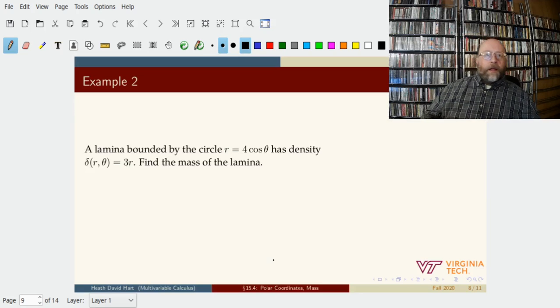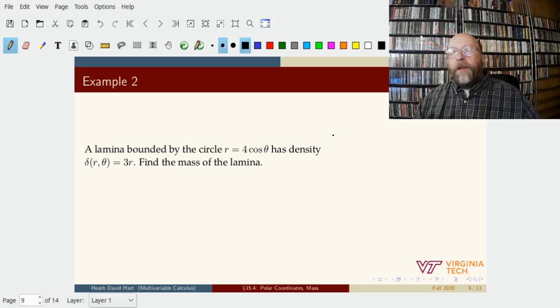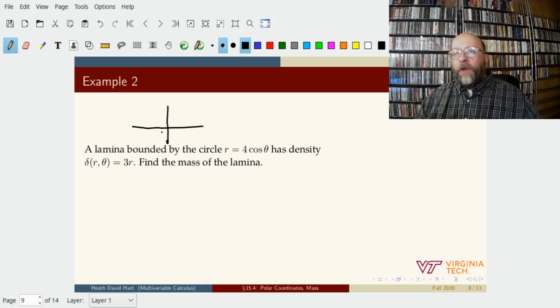Let's try this example here. A lamina that's bounded by the circle r equals 4 cosine of theta. Let's sketch that circle for a moment. It's not the unit circle. When theta is 0, then my radius is 4. So we go 1, 2, 3, 4 units out in the direction of 0.